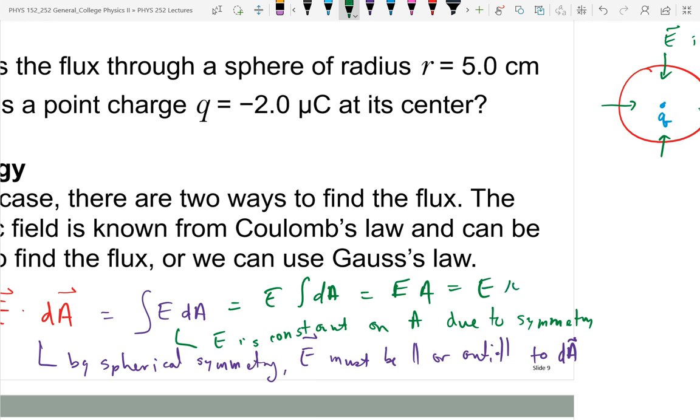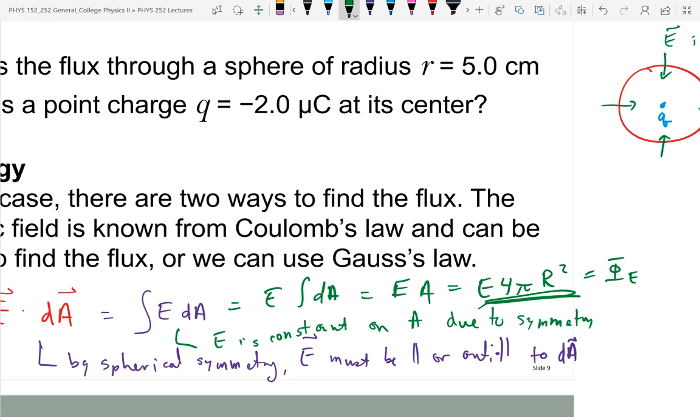Area of a sphere is 4 pi. Wow, my 4 looked like a pi, and so did my pi. 4 pi times radius squared. So the flux is going to have to be E times 4 pi radius squared. My calculus disappeared. I was able to solve the integral of a dot product between two vectors by making two assumptions based on the spherical symmetry. So my flux is equal to E times 4 pi r squared.